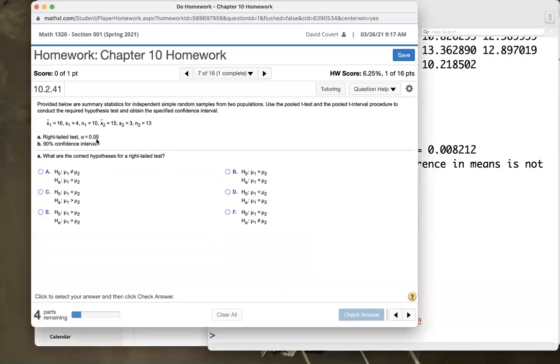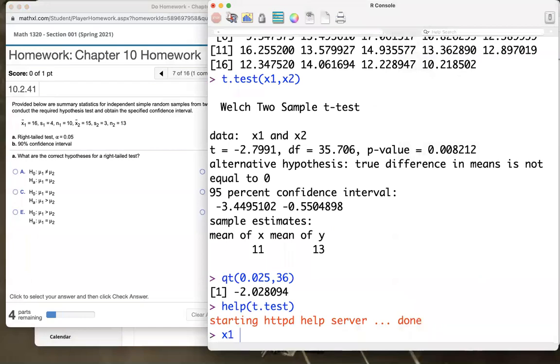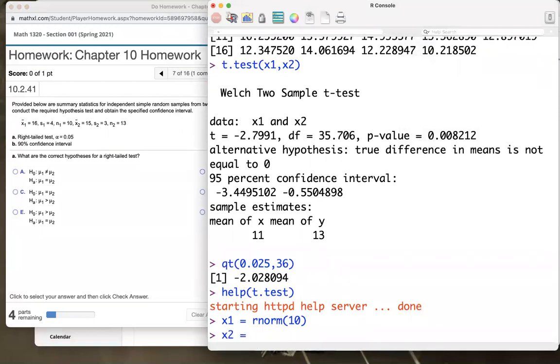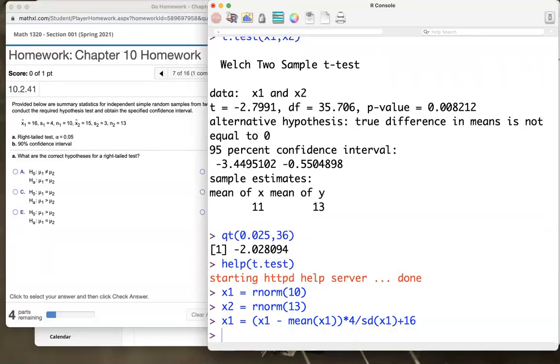Let's go through and do this one, which is very similar. You would want a right-tailed test, and I think this one's worth talking about very quickly. Let's do this again. X1 is going to have 10 data points. X2 is going to have 13 data points. Then we do the usual stuff where we take X1 minus its mean, times the standard deviation we want for X1, 4, divided by the standard deviation we have, plus we want a mean of 16.